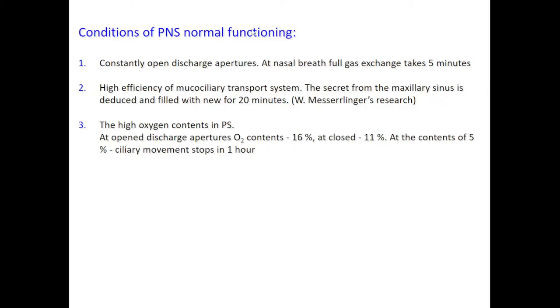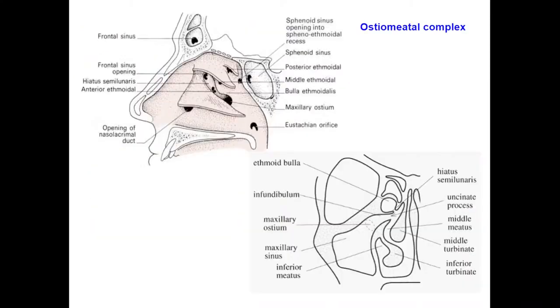The secret from the maxillary sinus is deduced and filled with new for 20 minutes. So it means that there must be no problems of blocking of the mucociliary transport system. And the third condition is the high oxygen content in paranasal sinuses. And also, back to this slide, for high concentration of oxygen in paranasal sinuses, the ostiums must be open.